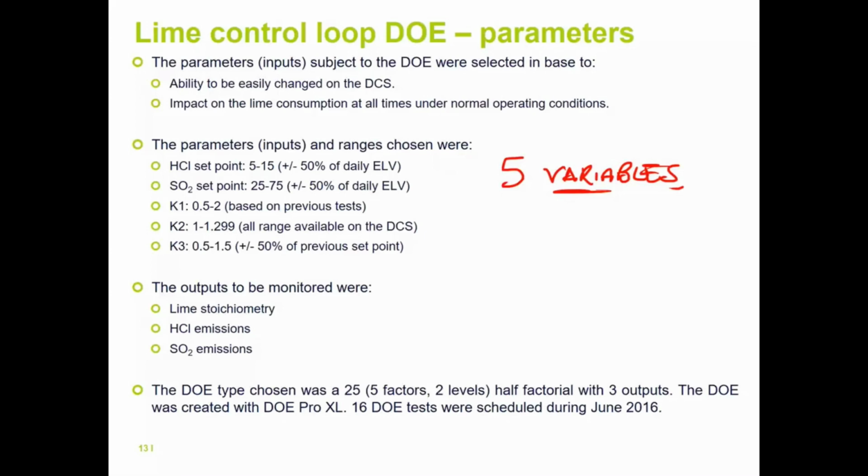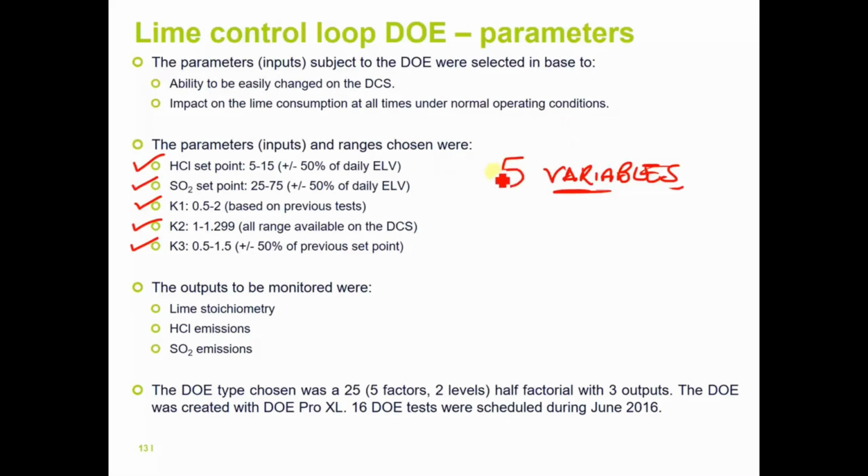It's the HCl set point, variable number 1. It's the SO2 set point. It's the K1 constant, the K2, and the K3. Now they're almost like offsets that the equipment manufacturer uses to deal with all the slight differences in their equipment and processes when they install them, to get them all referenced to the same place. So there are various settings. They're called K1, 2, and 3. They are sort of constants or offsets. So we have 5 variables.